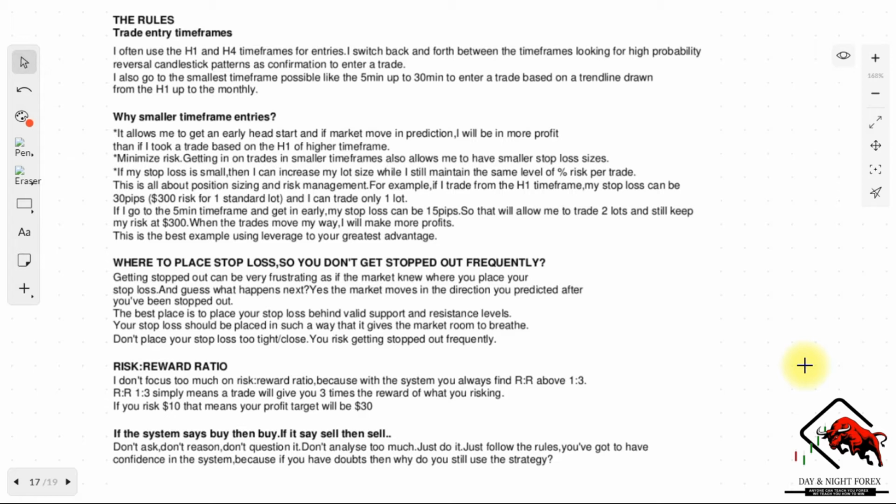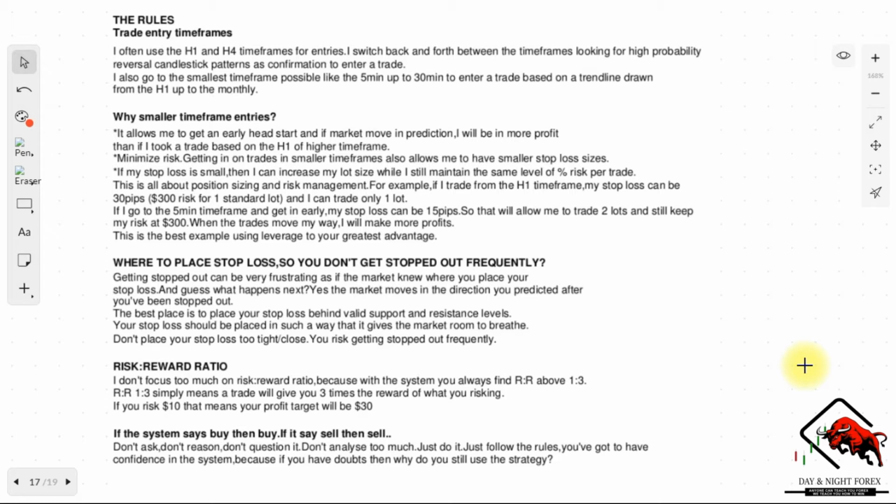Smaller time frames also help us to minimize risk. Getting in on trades in smaller time frames also allows us to have smaller stop loss sizes, so the risk to reward ratio actually increases. If my stop loss is smaller, then I may increase my lot size while I still maintain the same level of percentage risk per trade. This is all about position sizing and risk management.